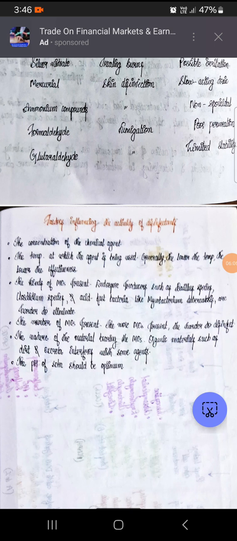Factors influencing the activity of disinfectants. First one is the concentration of that particular agent, the temperature at which the agent is being used, the kinds of microorganisms present, the number of microorganisms present, and the nature of the material bearing the microorganisms. The pH of the solution should be optimum.